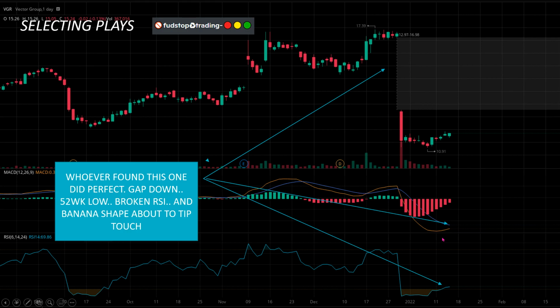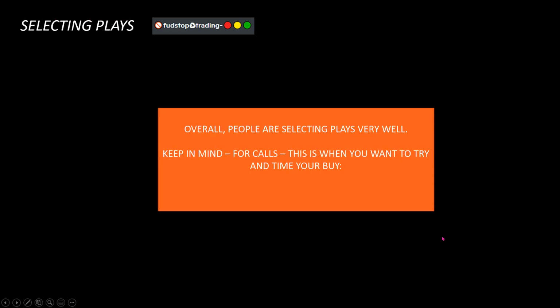Overall, people are selecting plays very well. Keep in mind for calls, this is when you want to try and time your buy. When you look for this symbol here, this is it. Now, if it looks like a put play, but the image looks like this in the MACD, I would avoid it because, again, it just creates convolution that's unnecessary. There's a lot of other plays out there you could be playing. So take a look at this. This is the ideal pattern for calls.